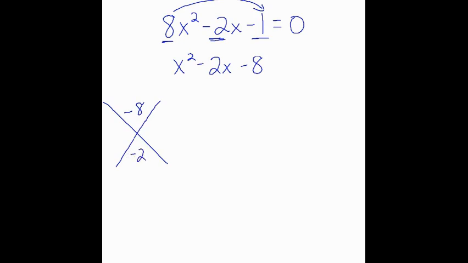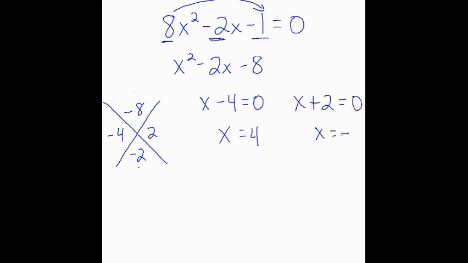Okay. And then negative 4 and positive 2 would be my two factors. Multiply to give me negative 8, add to give me negative 2. So x minus 4 equals 0. x plus 2 equals 0. Now, how you do the rest of this is really up to you. I'm going to really quickly solve that: x equals 4, and x equals -2.